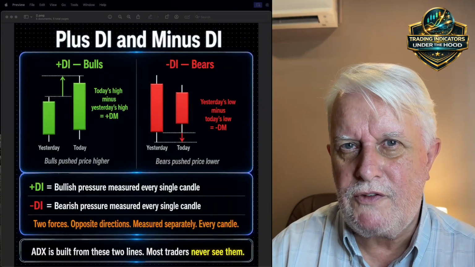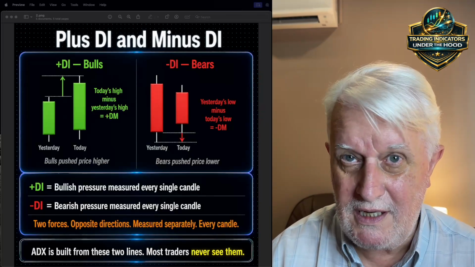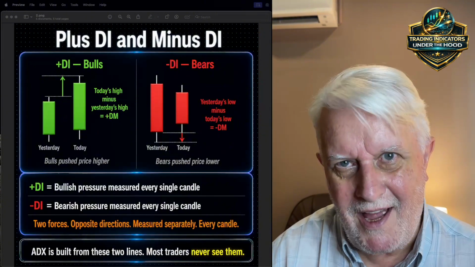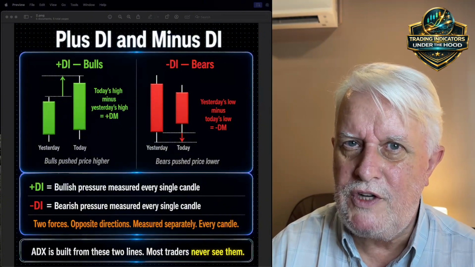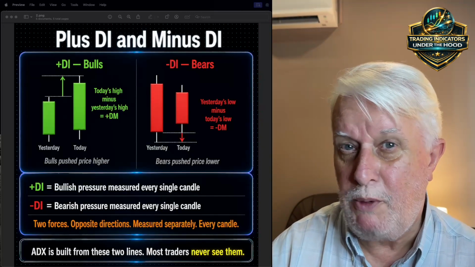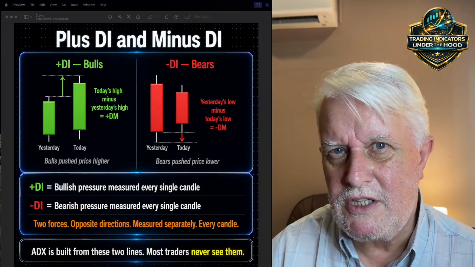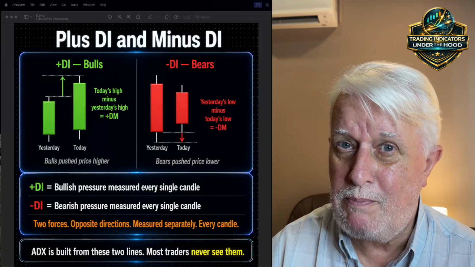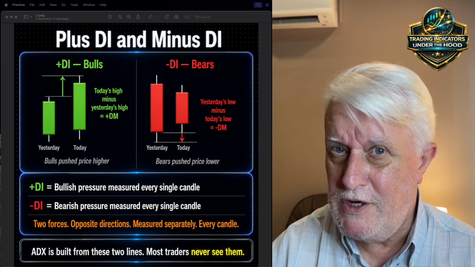Wilder built ADX from two other lines that he invented at the same time, the plus direction indicator and the minus direction indicator, plus DI and minus DI. Every candle, the indicator compares today's high to yesterday's high. If today's high is greater, that difference is plus directional movement, bulls pushing price higher. It then compares yesterday's low to today's low. If yesterday's low is greater, that difference is minus directional movement, bears pushed price lower. Two forces measured separately every single candle.